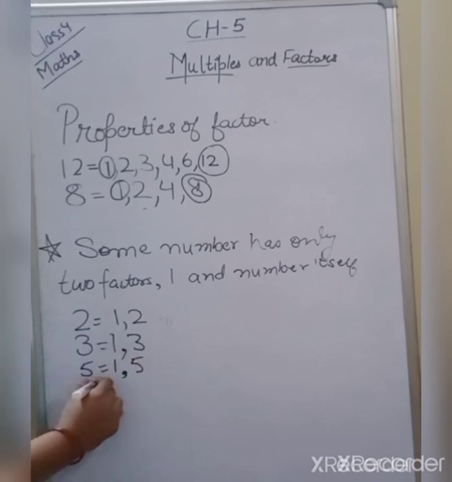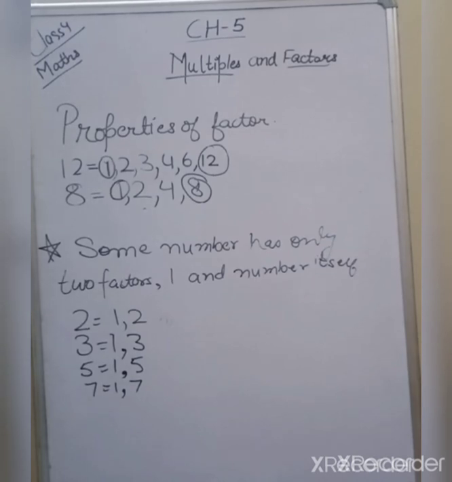If we talk about 7, 7 also has two factors, that is 1 and 7. Let us learn one more property of a factor. One more property of a factor is that every non-zero number is a factor of 0.